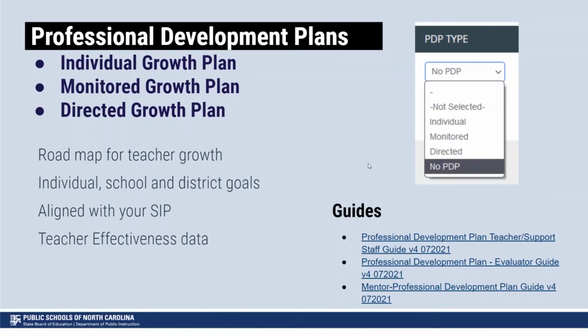All right, so the PDP is a roadmap for teacher growth, and this is for your individual school and district goals. Are they aligned with your school improvement plan? And you are recording the teacher effectiveness data for the staff that you are reviewing on the professional development plan. I've included the links to the guides on this slide as well.